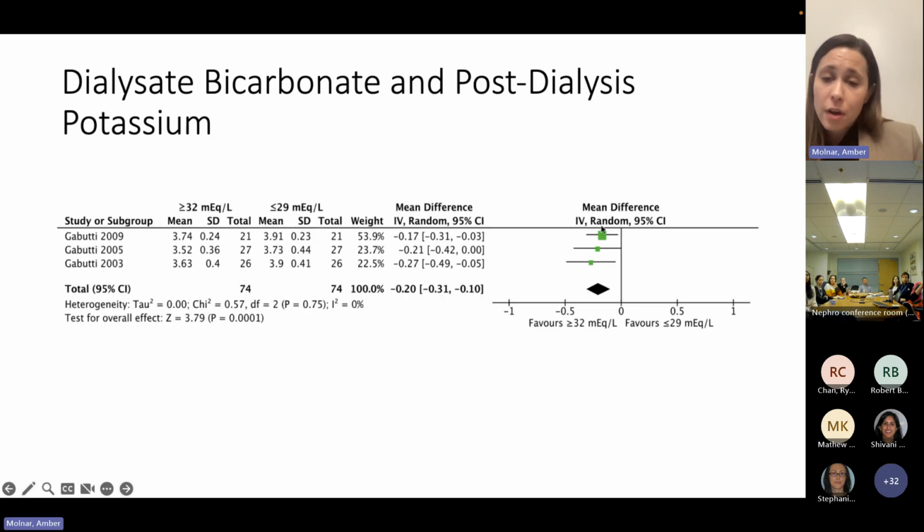We did, however, find in the trials included in our review, and this is consistent with that very small trial I just presented, that there was a difference in the post-dialysis potassium. So in the higher dialysate bicarbonate group, the post-dialysis potassium was slightly lower. This result was statistically significant, but it's only a mean difference of 0.2 millimoles per liter. So overall, pretty small.